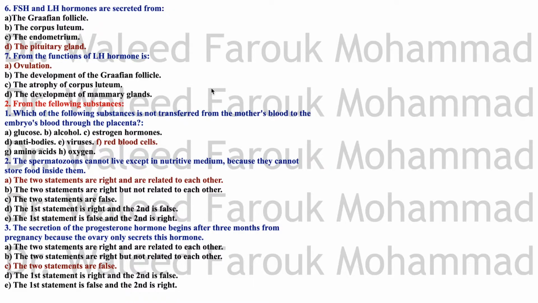FSH and LH hormones are secreted from the pituitary gland. Of course, we studied this in hormones. From the functions of the luteinizing hormone is ovulation, means the ovum comes out of the Graafian follicle. This is called ovulation. Responsible for this is the LH hormone.